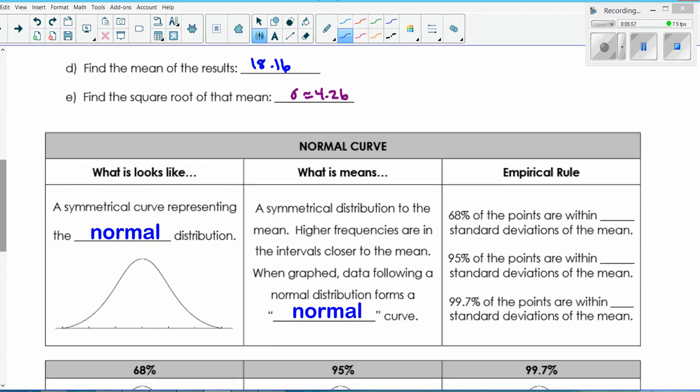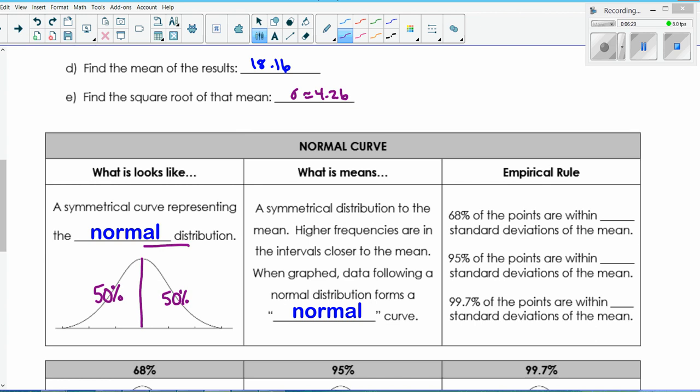Okay, so let's talk about what a normal curve is. This is kind of the point of the lesson. A normal curve looks like a symmetrical curve representing the normal distribution. What normal distribution means is, if this right here is our middle, 50% of our data falls here, and the other 50% of our data falls here. So normally distributed means that it's equal on both sides. It's a bell curve.